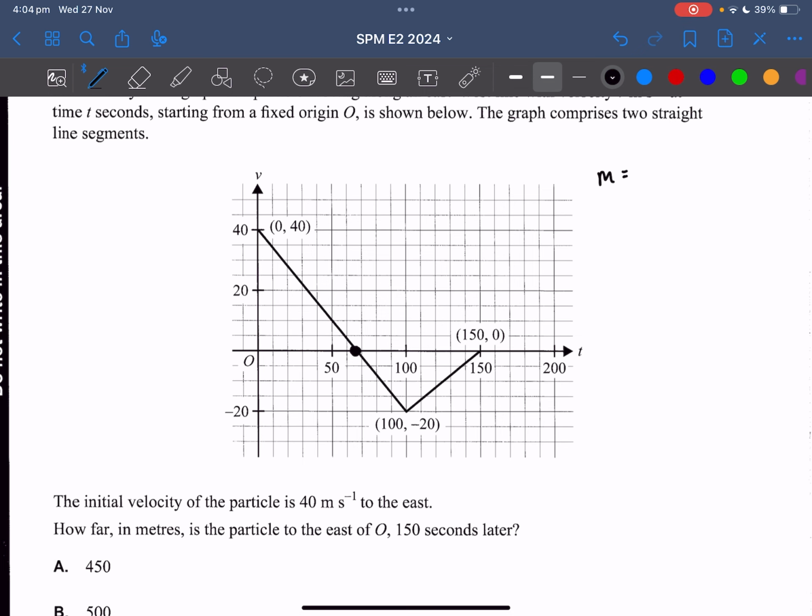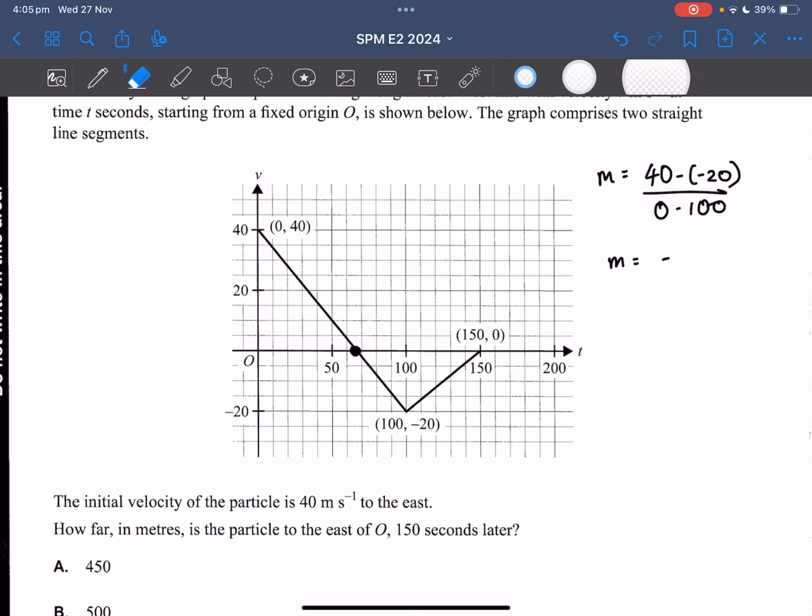So m is equal to y2 minus y1, so 40 minus 20 divided by 0 minus 100. So m is going to be minus 60 on 100, so that is like minus 3 on 5. Okay, minus 3 on 5. So y equals minus 3 on 5 x plus the y-intercept, which is 40.